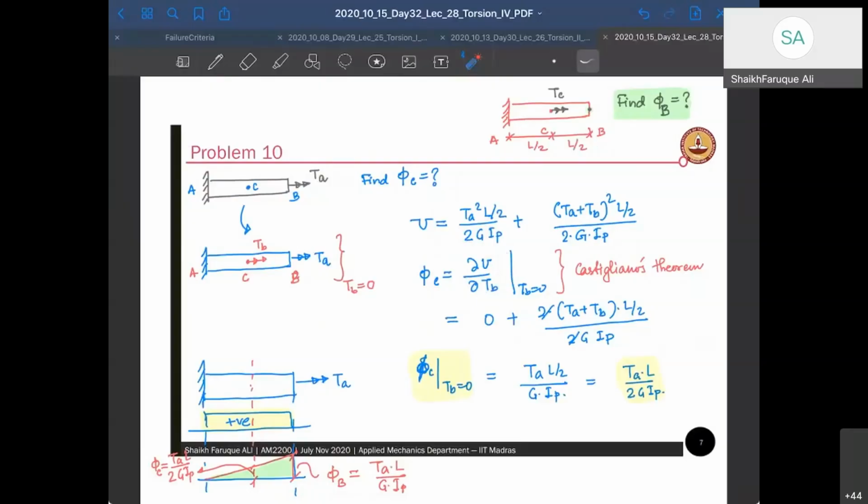Now we have to find the total strain energy. Total strain energy is not independent of this TB. It will include that TB also, right? So this becomes your total strain energy.